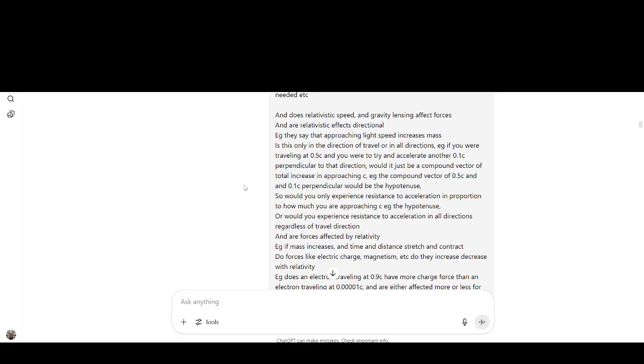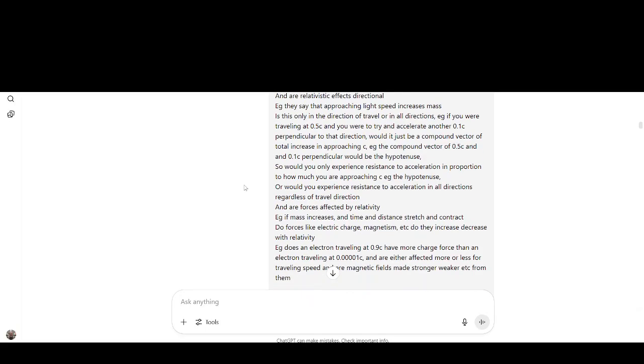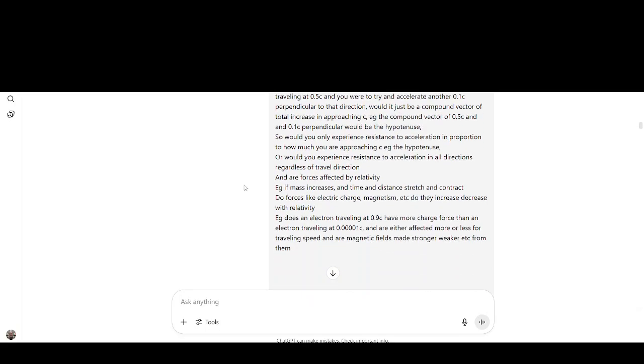E.g., if you were traveling at 0.5 c and you were to try and accelerate another 0.1 c perpendicular to that direction, would it just be the compound vector of total increase in approaching c, e.g., the compound vector of 0.5 c and 0.1 c perpendicular would be the hypotenuse? So would you only experience resistance to acceleration in proportion to how much you are approaching c, e.g., the hypotenuse, or would you experience resistance to acceleration in all directions regardless of travel direction?